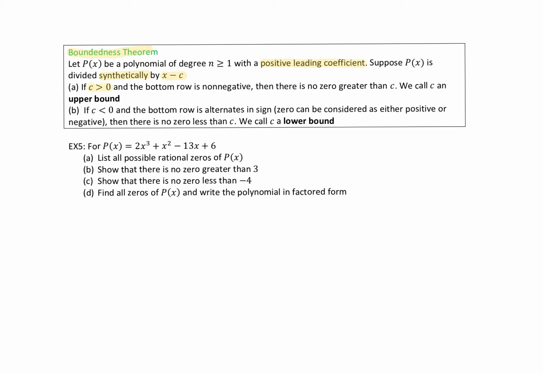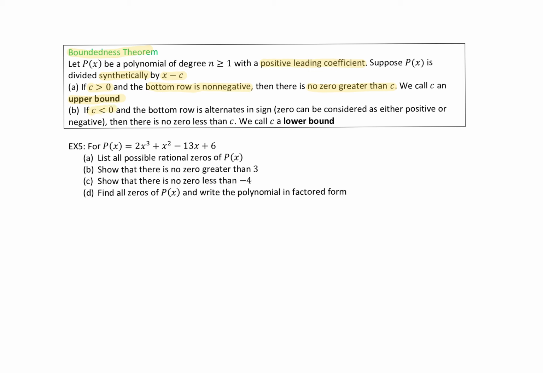If that c value is greater than 0, so it's positive, and you look at the synthetic division, at that very last row, if those entries are all non-negative, so none of them are negative, then you will not have a 0 greater than that c value. So that would be what we call an upper bound. So no zeros greater than c. So c is going to bound them.